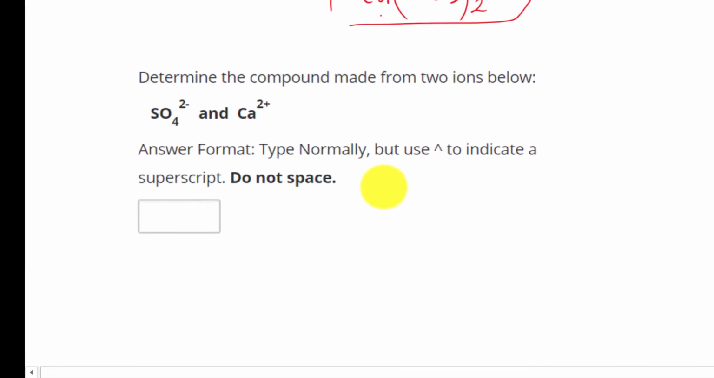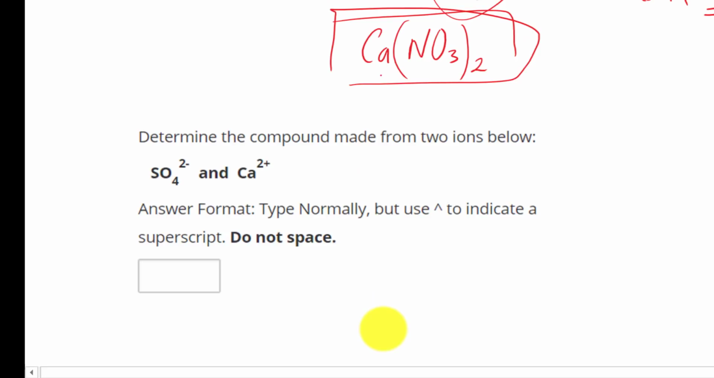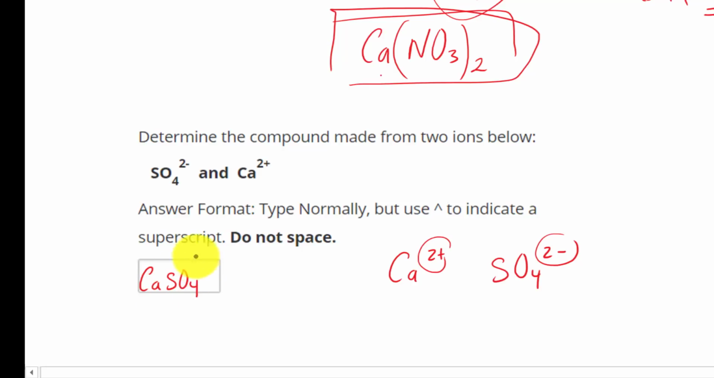Let's try the last one together. In this case, we have sulfate and we have calcium again. But again, this is negative and this is positive, so we have to rewrite that the positive always goes first. And SO4 2 minus. And look at this, 2 plus and 2 minus. They cancel each other out already, so we don't have to do anything. So we just need one of each. So we have calcium SO4. And why don't I need parentheses here? Because there is only one SO4. And that is our answer.